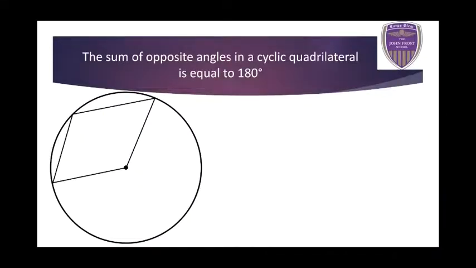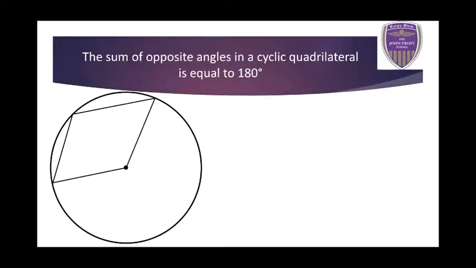So now we're looking at our second circle theorem of the lesson. And this one says that the sum of opposite angles in a cyclic quadrilateral is equal to 180 degrees. Now this one should be fairly easy to make sense of. Before we talk about it, let's have a look at the proof for this.